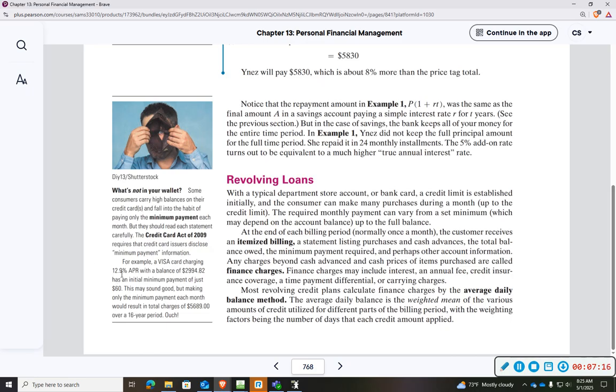In many cases it's much worse than that because this is a low annual percentage rate. Most cards carry 18%, 21, almost to 30% interest on credit cards. So do check those out. But revolving loans, I want to go a little bit more in detail. It talks about itemized billing, finance charges, and balance methods.